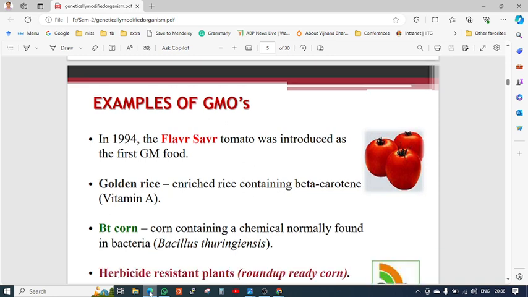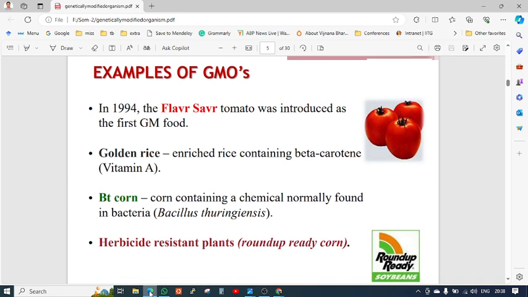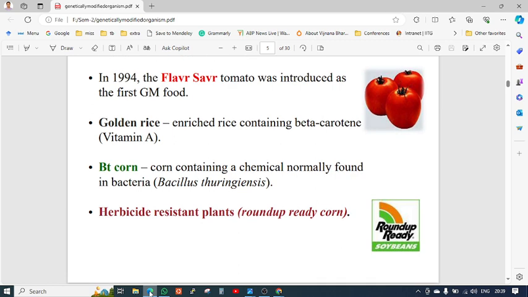Examples of some GMOs: in 1994, the Flavr Savr tomato was introduced as the first genetically modified food, which I already explained. Then golden rice, enriched rice containing beta carotene, vitamin A. This is also a second type of GMO organism. Then Bt corn, that is corn containing a chemical normally found in the bacteria Bacillus thuringiensis. So these are the different GMOs.